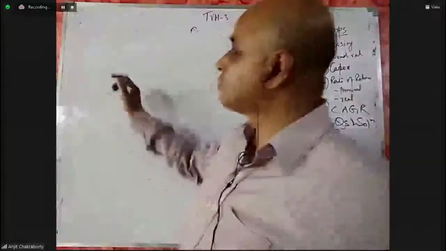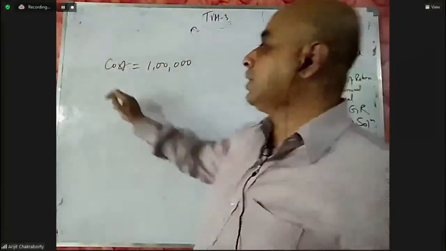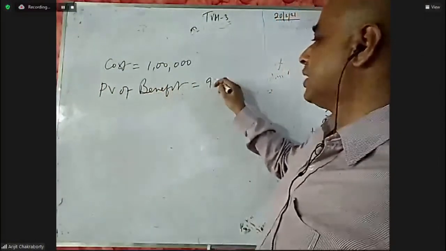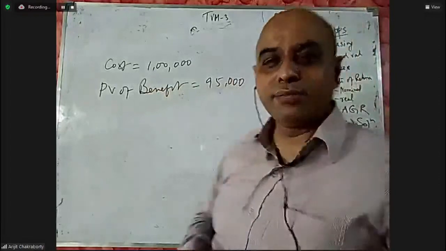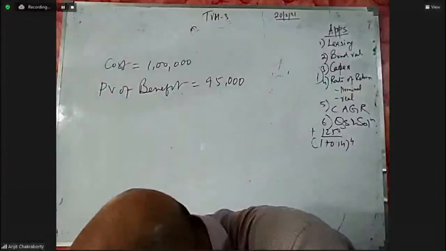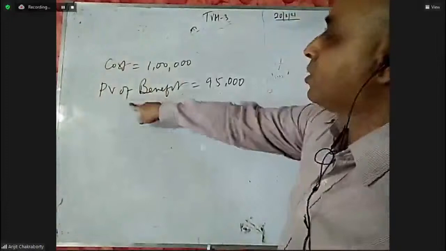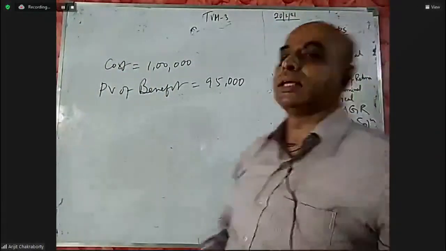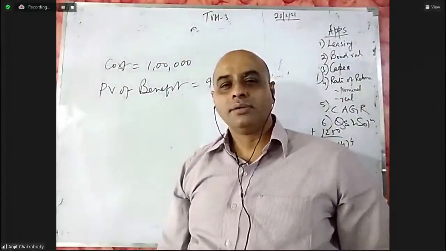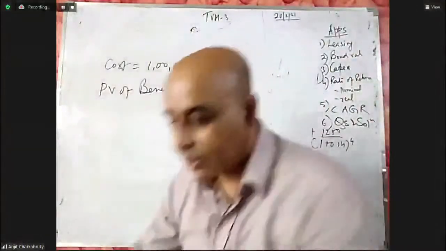So if the cost of the machine is 1 lakh, and the present value of the benefit which I get from the machine is 95,000, should I buy the machine? Yes or no? Let me see. The cost of the machine is 1 lakh, and the benefit I'm getting is 95,000, right? Should I buy the machine? Absolutely no, because my cost is more than my benefit, right? Okay.